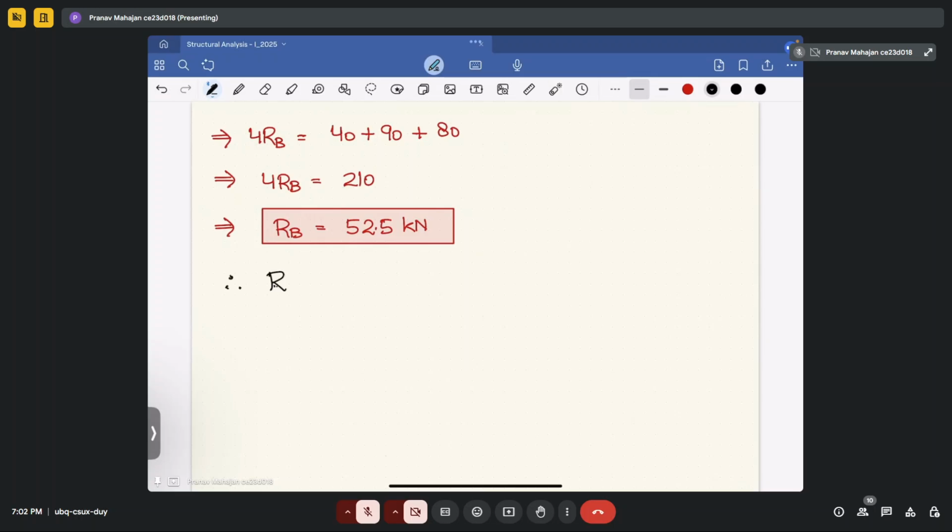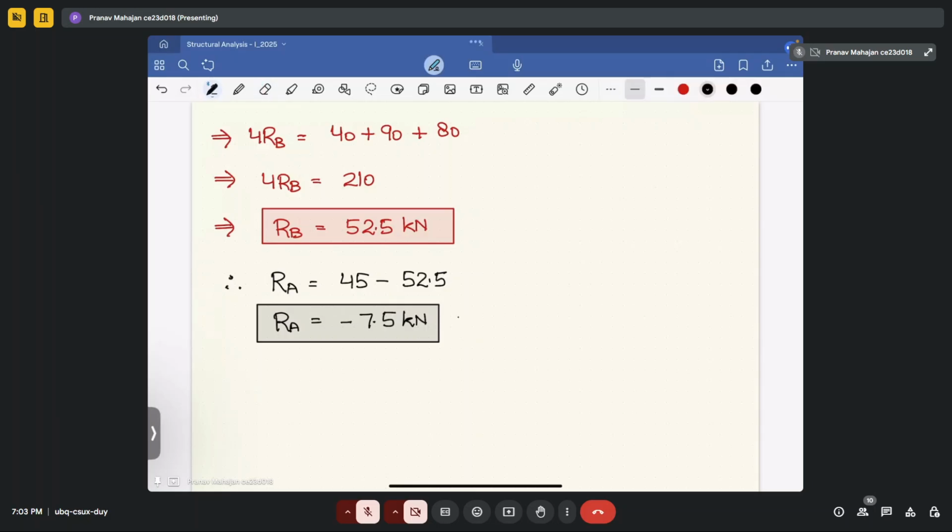Therefore, your RA will be equal to your total load 45 minus 52.5, that will give you minus 7.5 kilonewton. That means whatever direction you chose, it is wrong. So RA will act in the downward direction. Okay, fine. Let's move to another question.